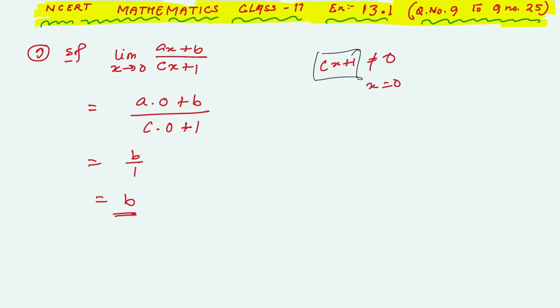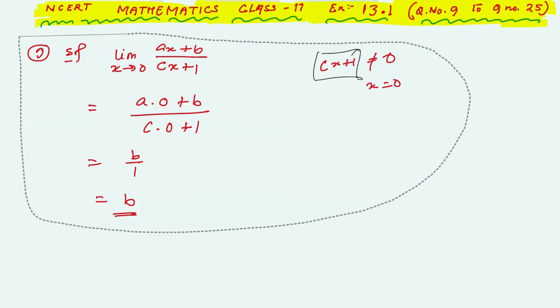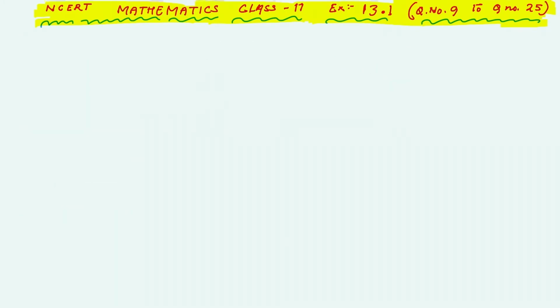Now let me show you the next one, question number 10. Here we need to find a limit. Let me write the solution here. Limit of (z to the power 1 by 3 minus 1) by (z to the power 1 by 6 minus 1) when z tends to 1. So we need to find it.